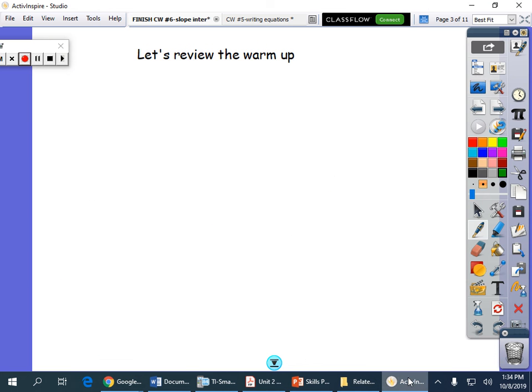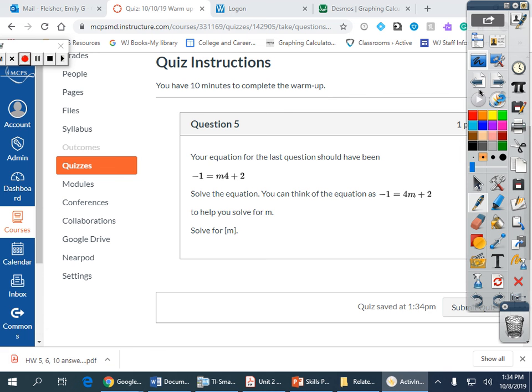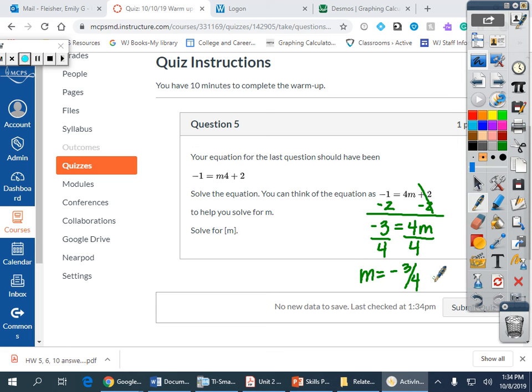So let me pull up the desktop screen real quick. If we subtract 2 from both sides, it cancels on the right, -1 minus 2 becomes -3 equals 4m. Now I'm solving for m, so I have to divide by 4. So m would have been -3/4. If you wrote it as a decimal, you could have said -0.75. I made sure all of those were acceptable.